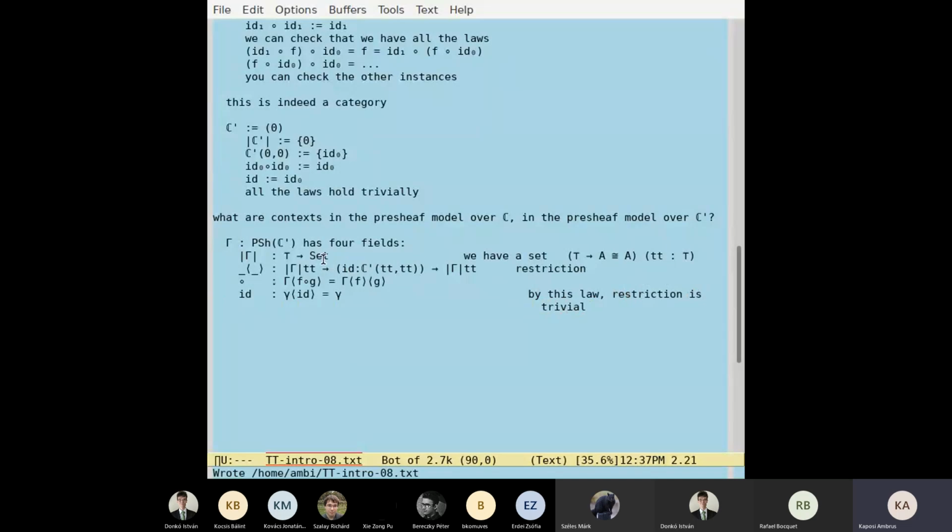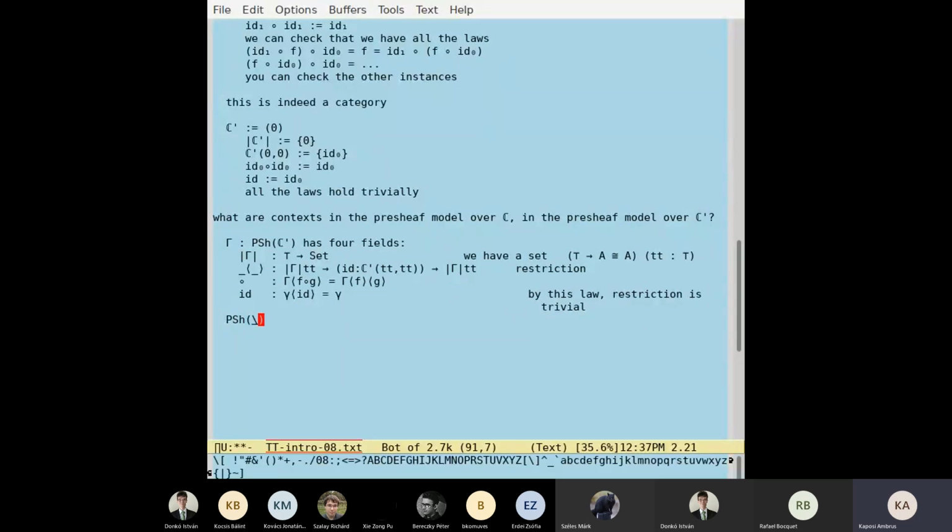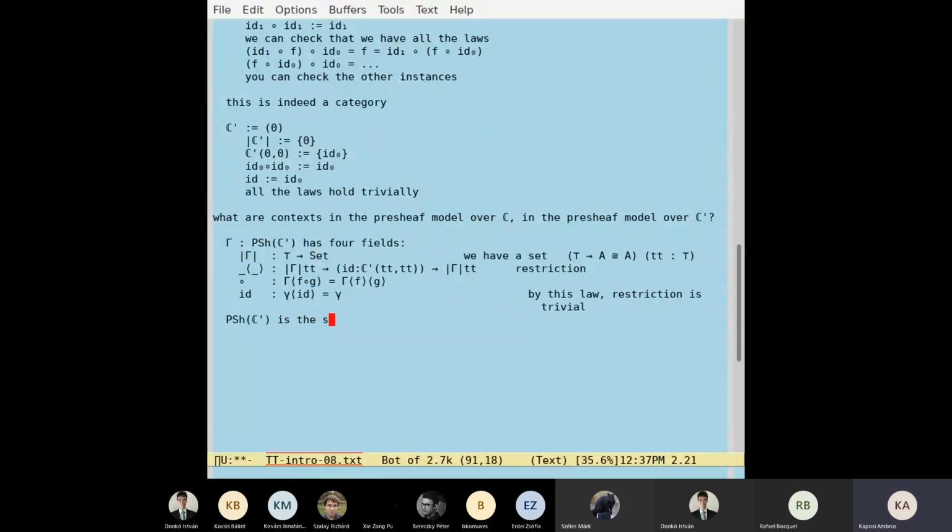So I have a family, I have one set, I have a trivial operation, and then I have these two laws, which hold for the trivial operation, which is the identity function. So I might as well forget about this. So basically, a presheaf over C prime has the same data, is the same as a set, right?